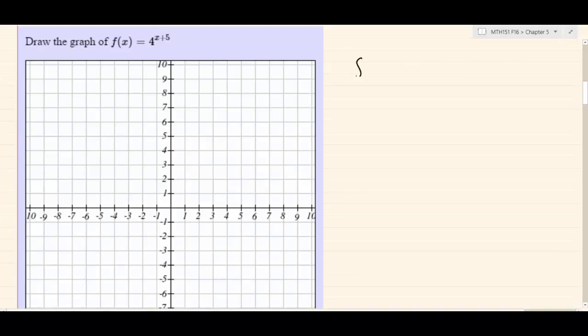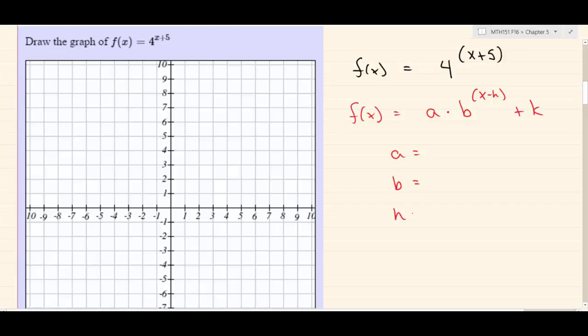So here we have a function, f(x) = 4 to the power of (x + 5). And what we'd like to do is fit this into the format a times b to the (x minus h) plus k. So I'd like to know what is a, what is b, what is h, and what is k. We're going to take a and b and graph them, so we're going to find (0, a) and (1, ab).